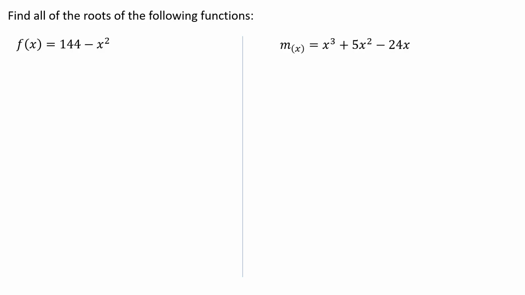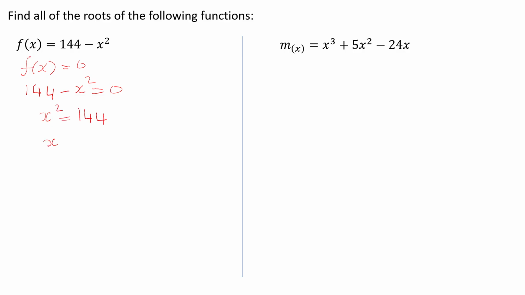Find all the roots of the following functions. So find the roots of the function f(x) equals 144 minus x squared. Before we find the roots, we need to equate this equation to 0. So f(x) equals 0, so 144 minus x squared equals 0. So x squared equals 144.